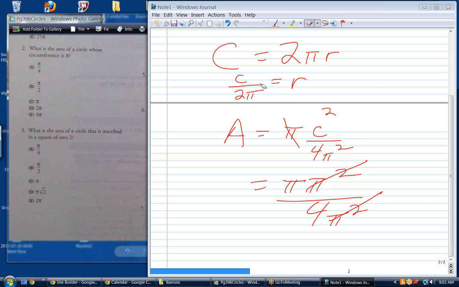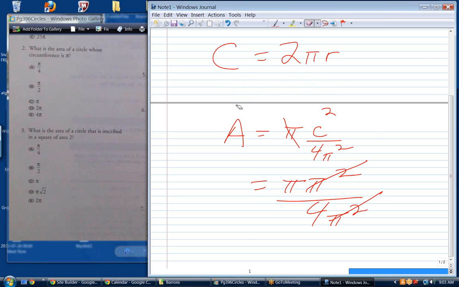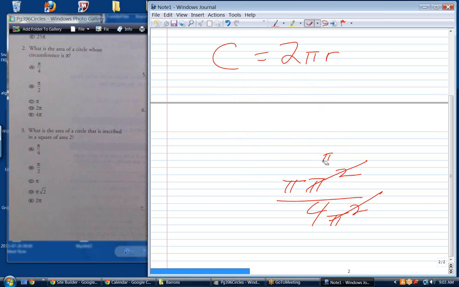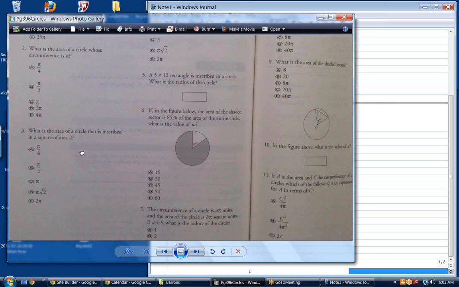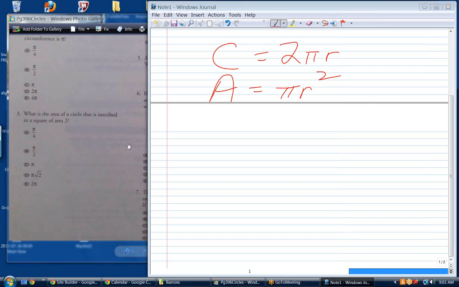Okay. The two most important things you need to remember about circles are this and this. And then all of the questions generally come down to finding the radius. Although they can certainly word them strangely sometimes.